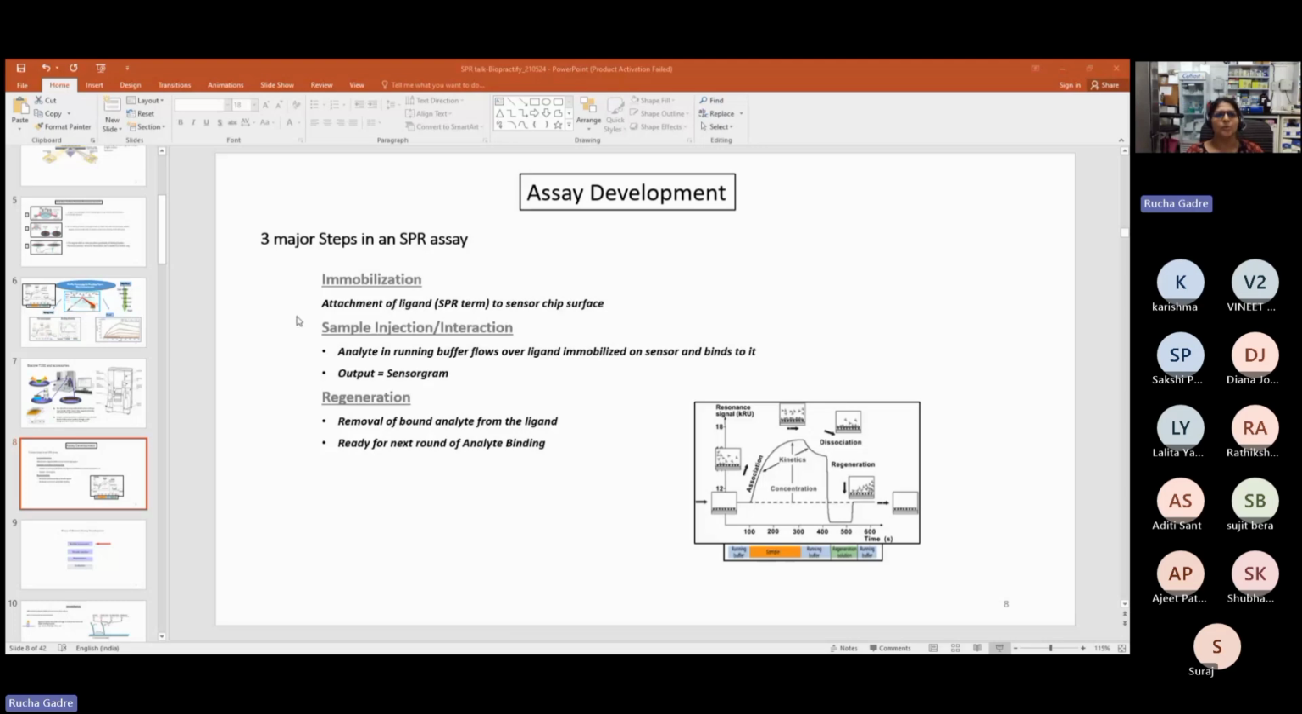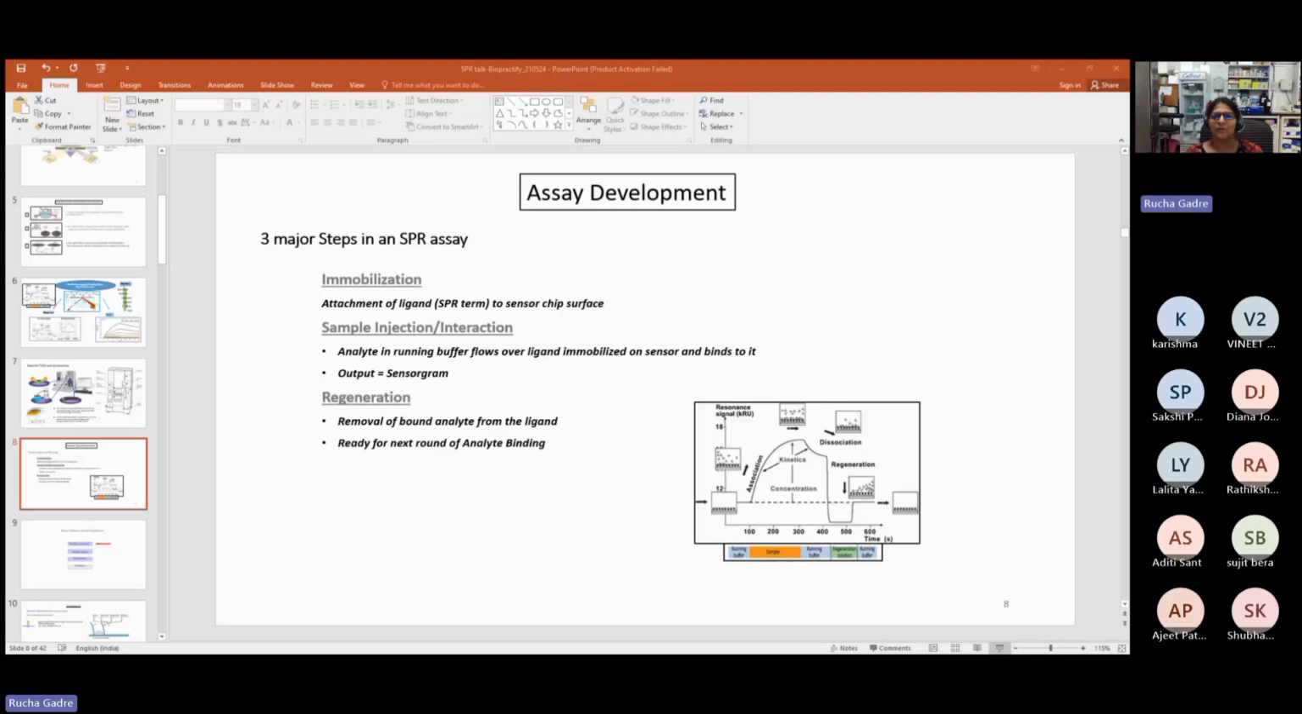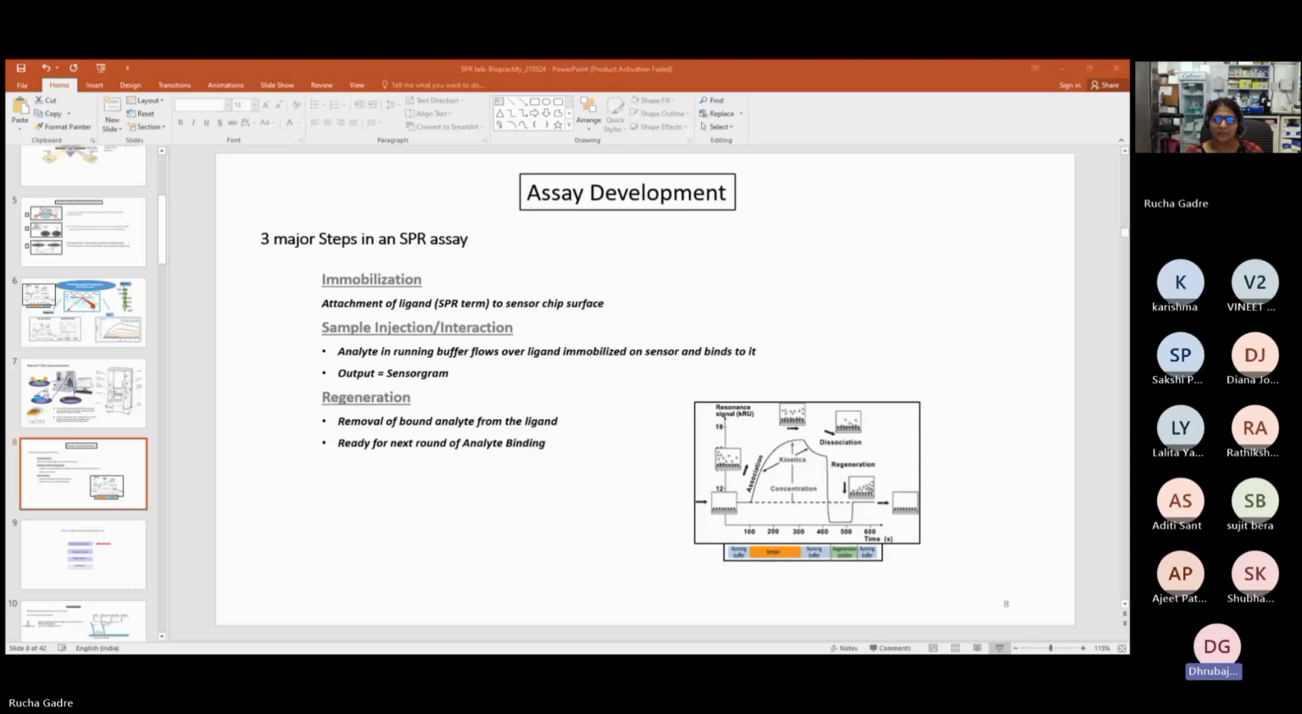Immobilization is of two types, direct and indirect. In the direct immobilization method, the ligand is linked to the surface directly. We can explore different chemistries for that, for example amine, ligand thiol, surface thiol, aldehyde, etc.